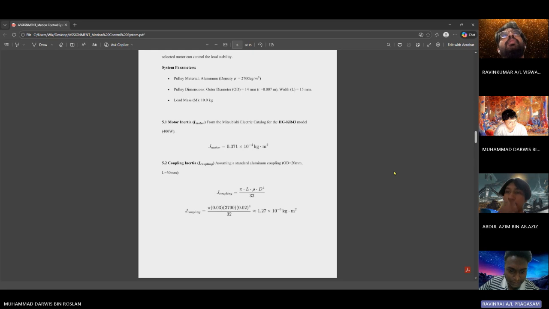The coupling inertia is assumed for a standard aluminum coupling, with diameter 20 mm and L is 30 mm. Then the coupling inertia is pi times 0.03 multiplied by 2700 and 0.02 to the power of 4, divided by 32, which is 1.27 multiplied by 10 to the negative 6 kg m².